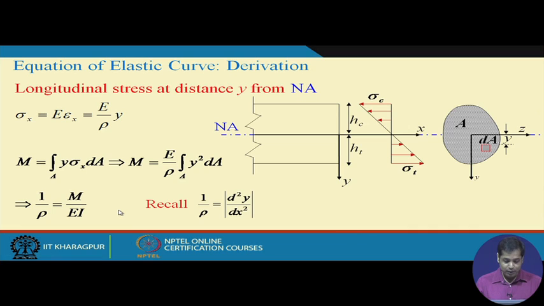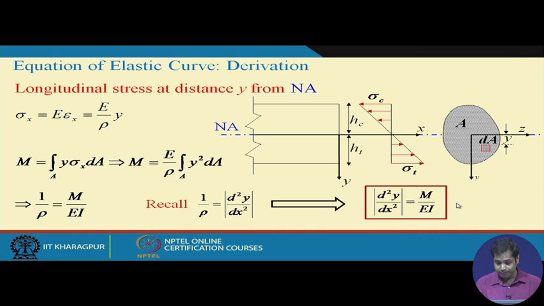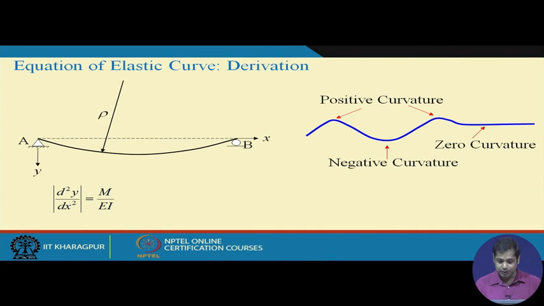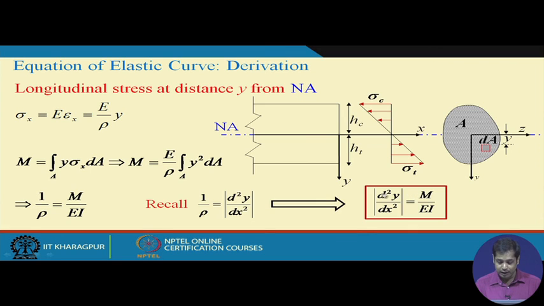And 1 by rho we already know: for small deflection and small slope, the curvature can be approximated as this. Now, if we substitute this in this equation, finally we get d2y by dx2 is equal to this. Now, this is the relation between these quantities, but still it is not the final form. We will see the final form. So, we get M by EI is equal to the absolute value of d2y by dx2.